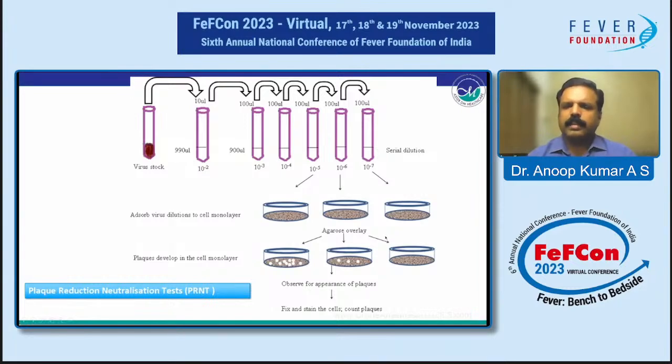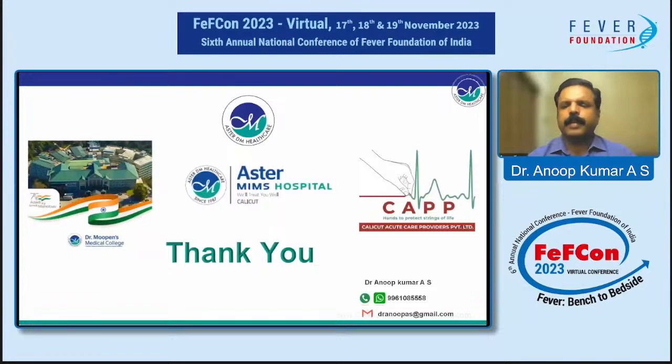So high index of suspicion will help you to diagnose West Nile. We have diagnosed West Nile fever also before, especially with the high index of suspicion when the patients were having acute flaccid paralysis. So thank you so much.